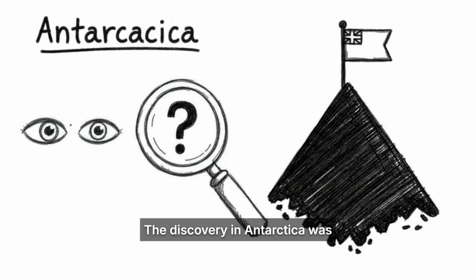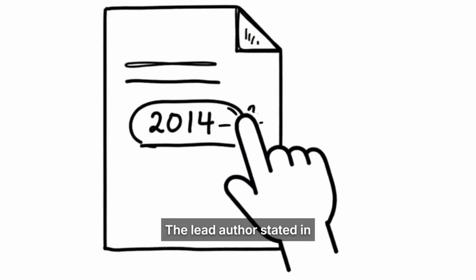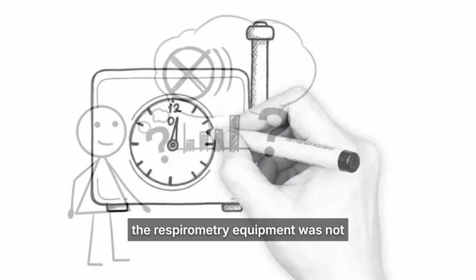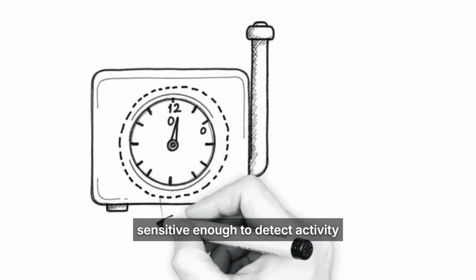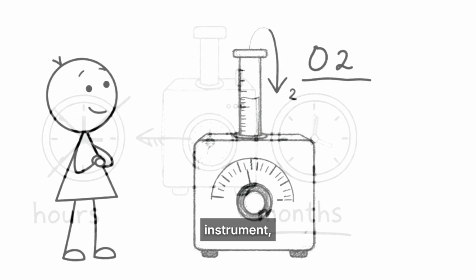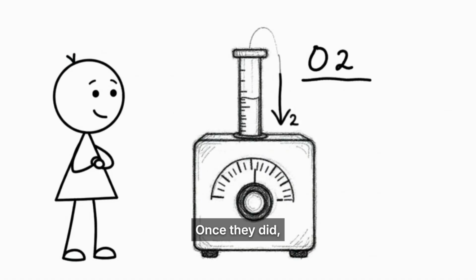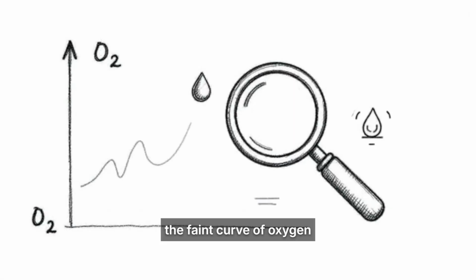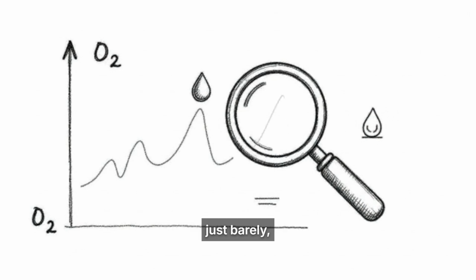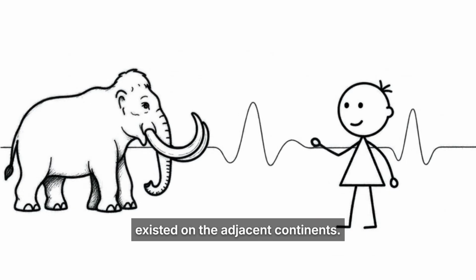The discovery in Antarctica was first reported in 2014. The lead author stated in an interview that the team almost missed the signal because the respirometry equipment was not sensitive enough to detect activity at that pace. They had to redesign the instrument, extending the measurement period from hours to months. Once they did, the faint curve of oxygen consumption became visible. The organism was breathing, just barely, and it had been doing so since before woolly mammoths existed on the adjacent continents.